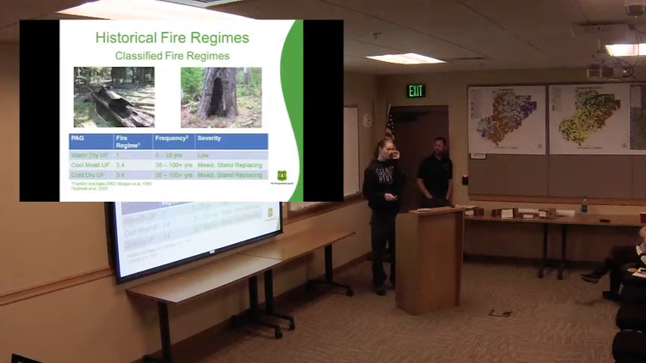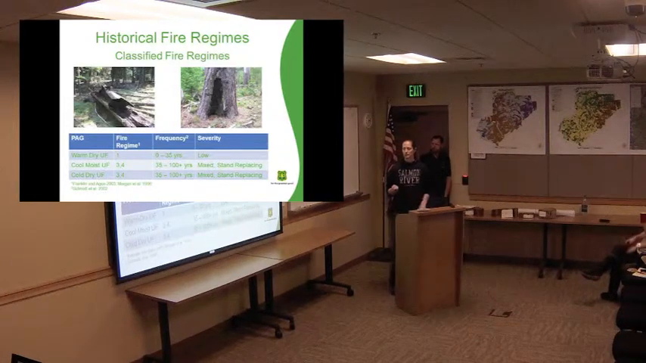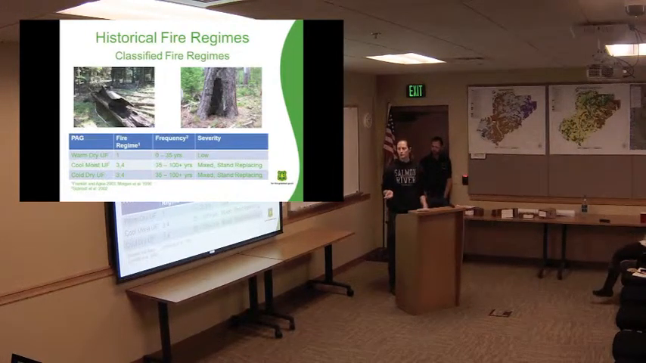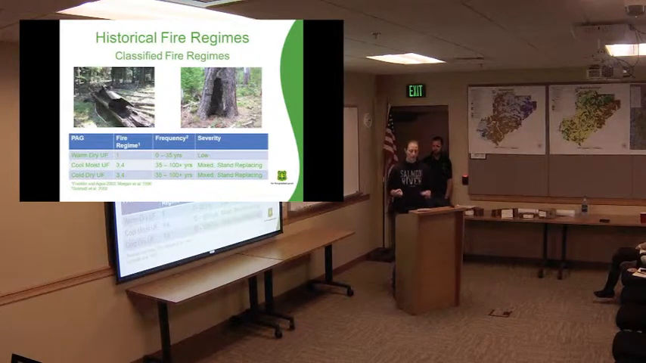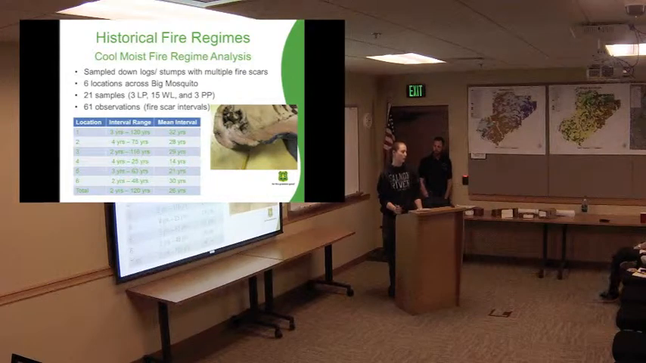Now we're going to change gears just a little bit and talk about the historical fire regimes in the Big Mosquito Project area. Based on the literature, the historical regimes, and Jeremiah just mentioned fire regime 1, but there's 3 fire regimes that occurred in the Big Mosquito Project, 1, 3, and 4. And they correspond to the warm, dry environments, the cool, moist environments, and the cold, dry, which is the logical environments. That's what the literature says. However, based on the stand structure and species composition that we were seeing in the project area, we didn't believe that to be true. And so we went out and sampled down logs and stumps.